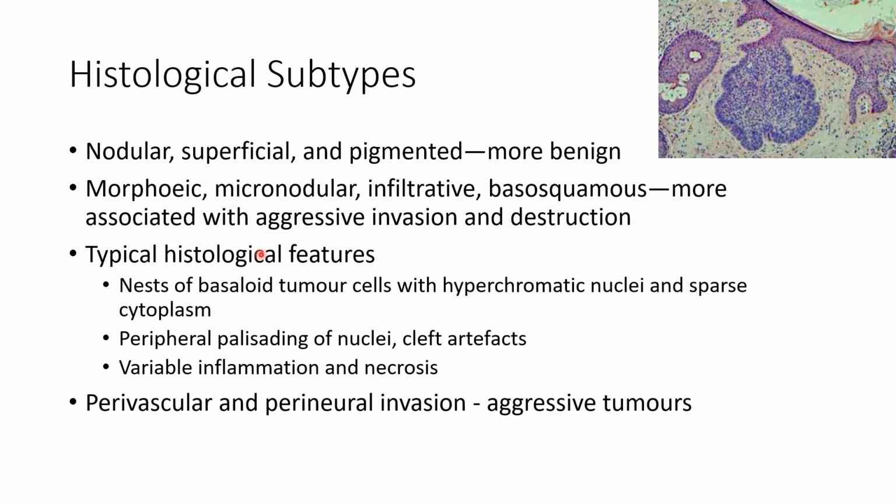Coming to the typical histological features of BCC, there will be nests of basaloid tumor cells with hyperchromatic nuclei and sparse cytoplasm, as you can see in this picture. There will be peripheral palisading of nuclei. There can be cleft artifacts and variable inflammation and necrosis. Perivascular and perineural invasion suggest aggressive basal cell carcinomas.